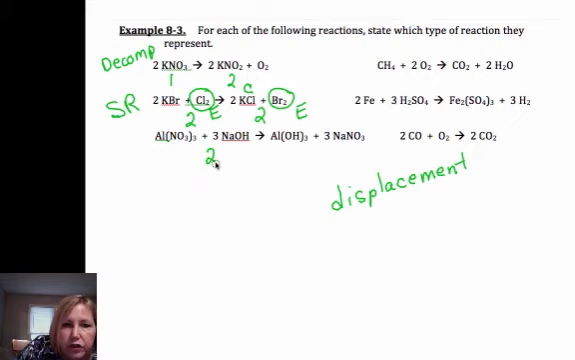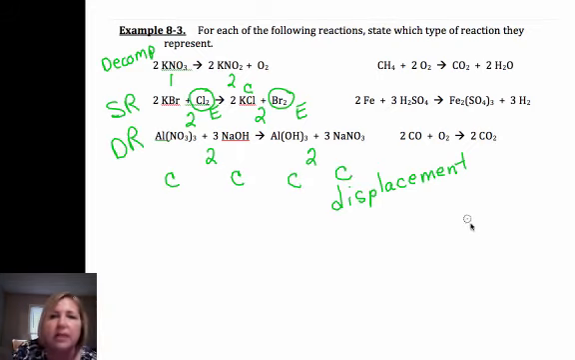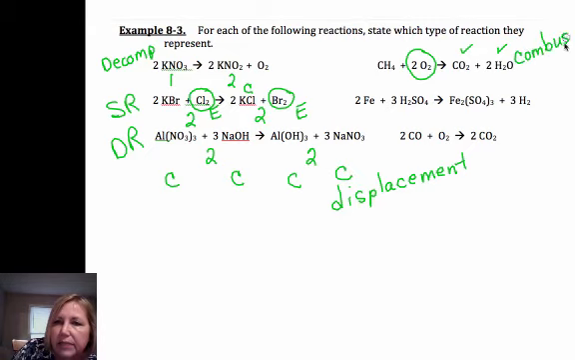Okay, here we have two reactants and two products. Since it's compound plus compound, going to compound plus compound, that tells me it's the double replacement, not the single replacement. Here I have oxygen, CO2, and water. Hopefully that's pretty clearly a combustion.